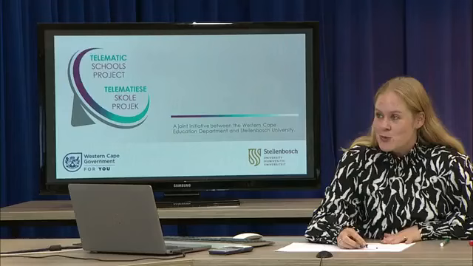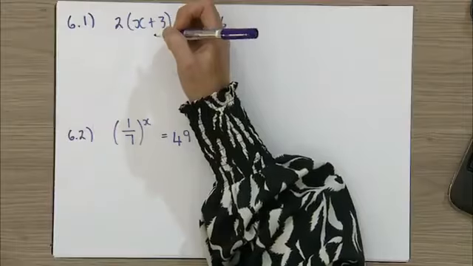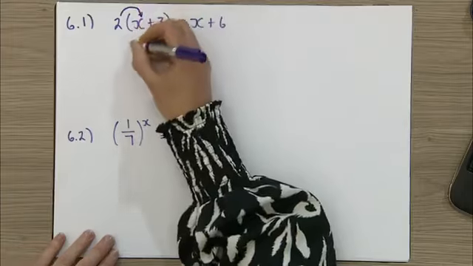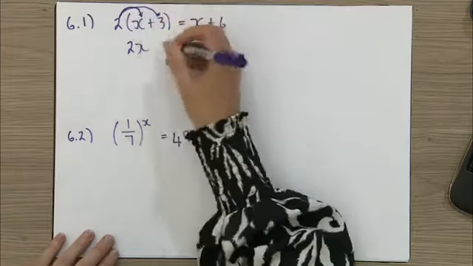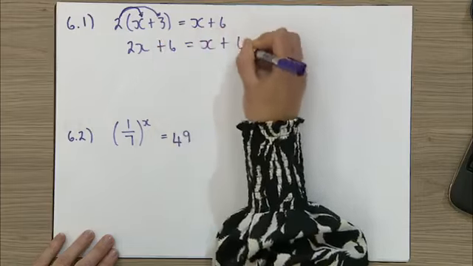Okay, question 6.1. They tell me to solve for x. So, if I'm reading my instructions, solve for x, it means I am going to have to multiply out the bracket first by using the distributive law. So, let's go over to our whiteboard. If I distribute in the 2, 2 times x is 2x. 2 times positive 3 is positive 6, equals x plus 6.